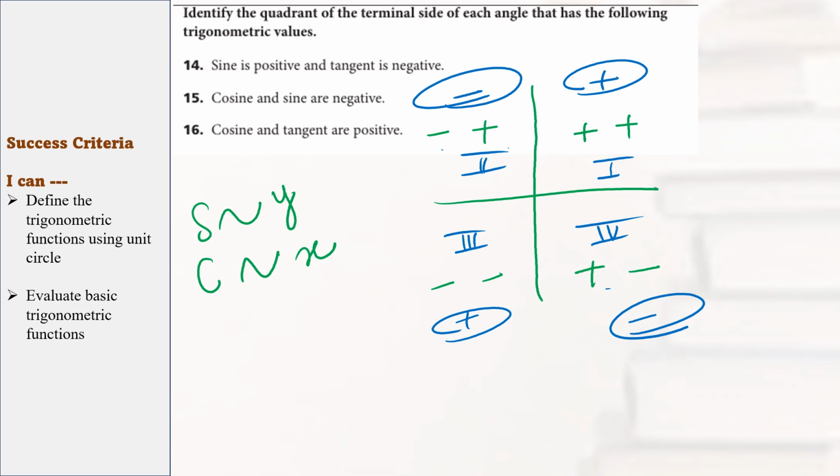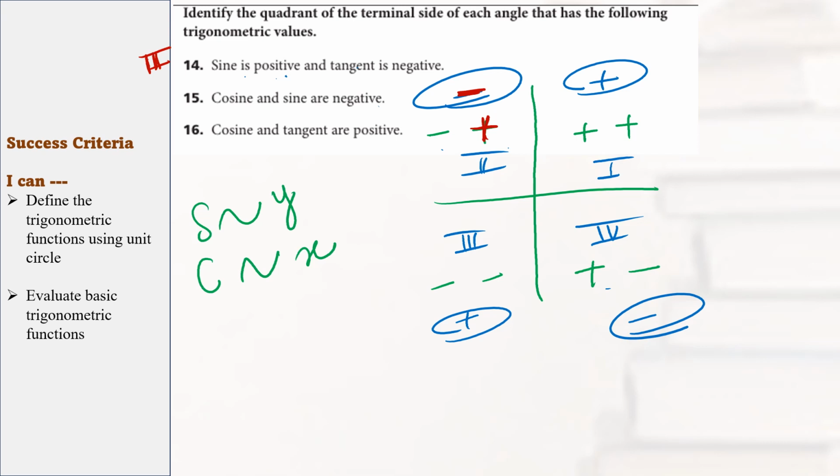Let's try to write the notes and after that come and solve this question. Sine is positive, y is plus, tangent is negative. So y is plus here and tangent is negative. Which quadrant is this? It's the second quadrant.